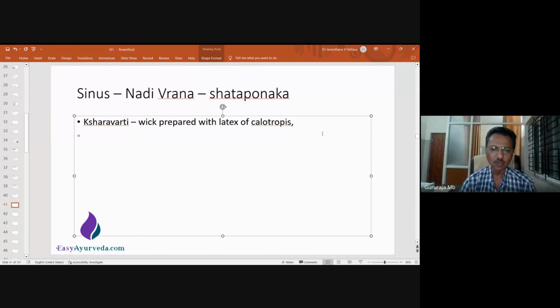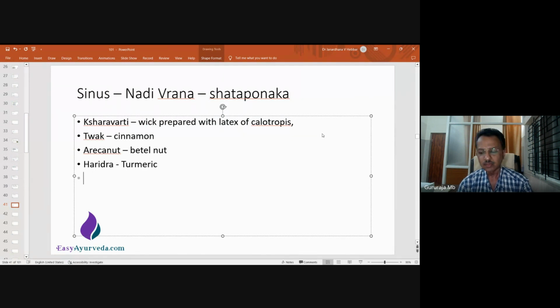This is a very typical combination I made, which contains twak, the bark of Cinnamomum zeylanicum, areca nut, supari, Puga phala, and along with that, haridra, turmeric. The fine powders of these I mixed with ksheera of arka and made into vartis. So by combining the powders of twak, betel nut and haridra, that fine powder is mixed with the ksheera of the arka and rolled into vartis.